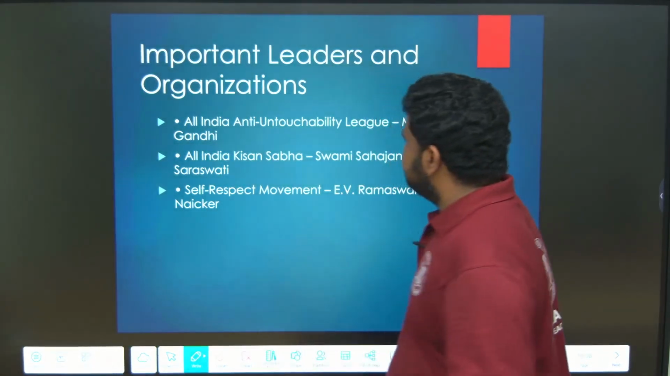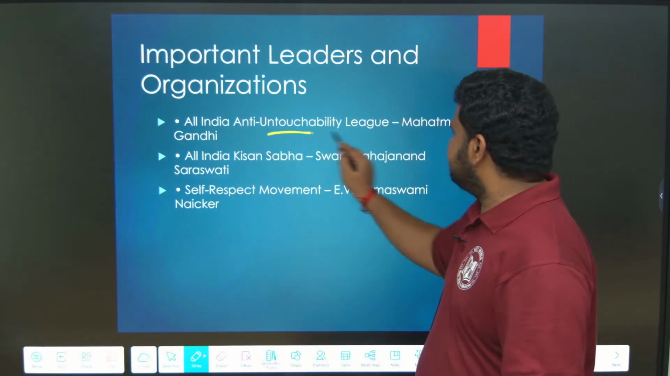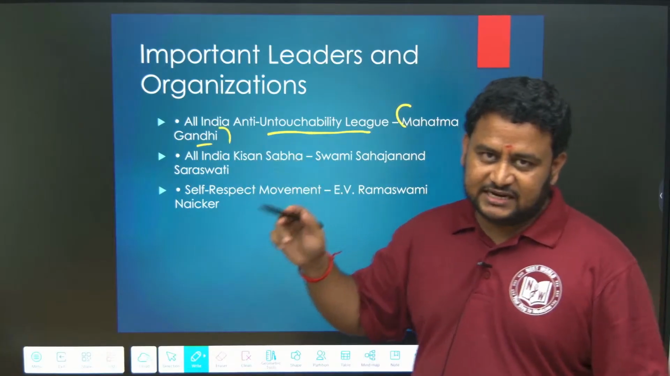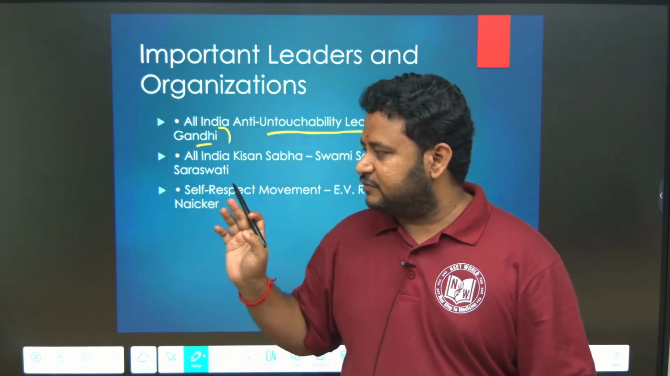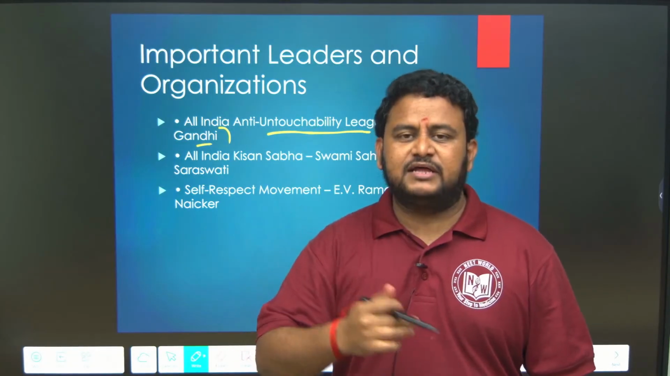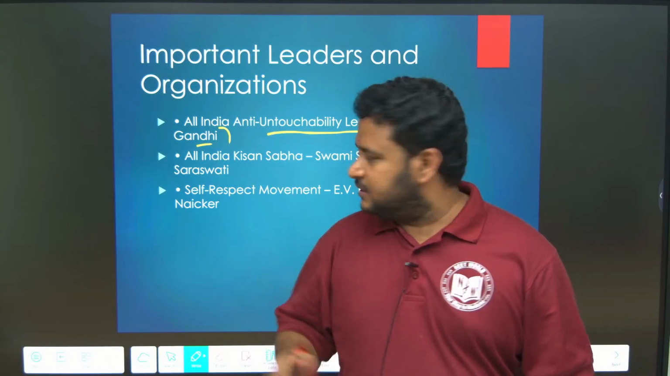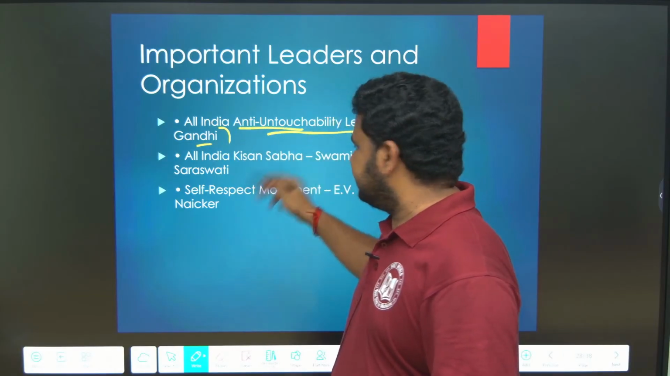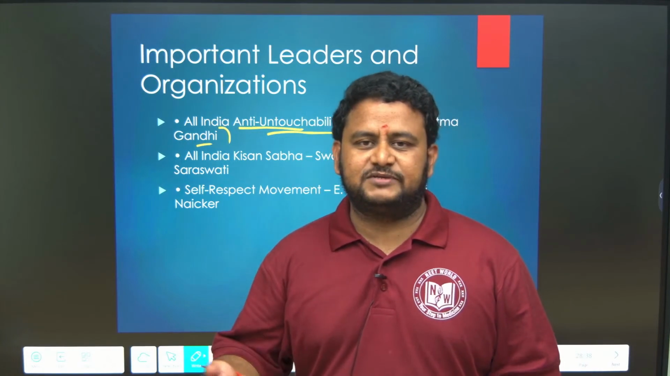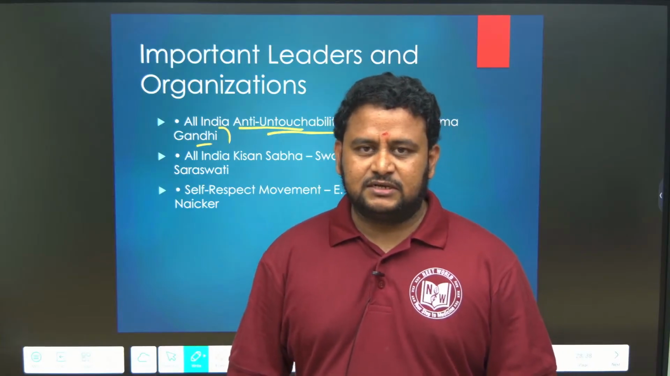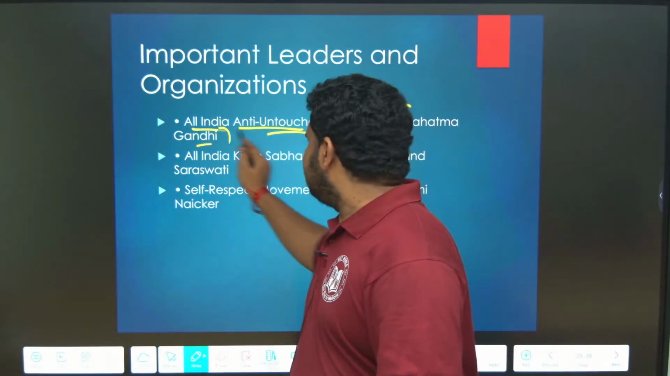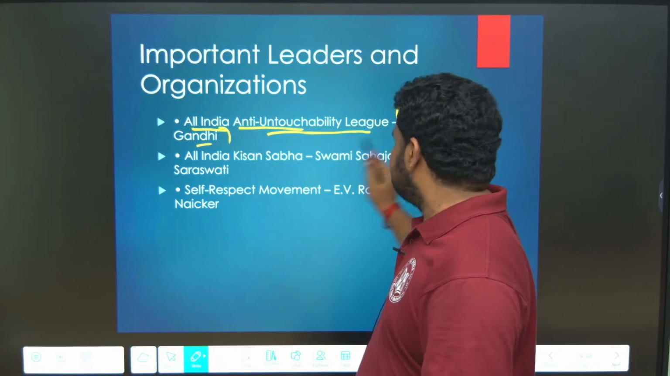This is an important question that is asked in the examination. The All India Anti-Untouchability League was founded by Mahatma Gandhi. You might think the answer is Dr. B.R. Ambedkar, but even Mahatma Gandhi fought against untouchability. He called the Dalits Harijan, meaning son of God or something like that. So the All India Anti-Untouchability League was founded by Mahatma Gandhi.